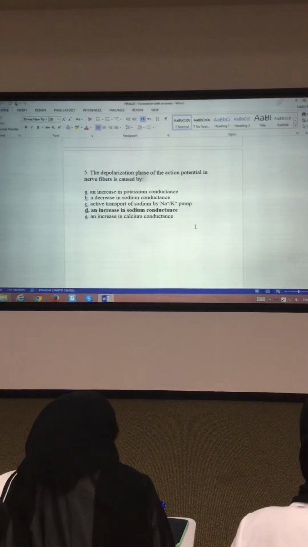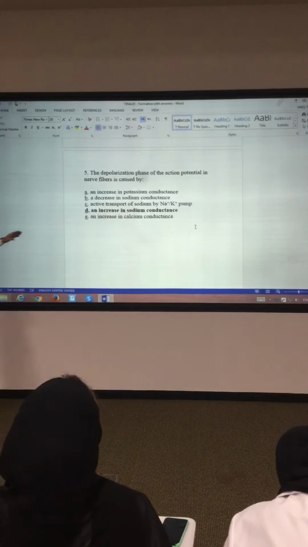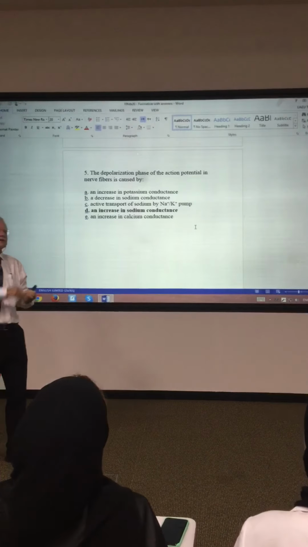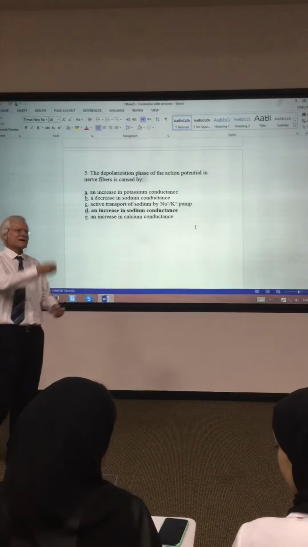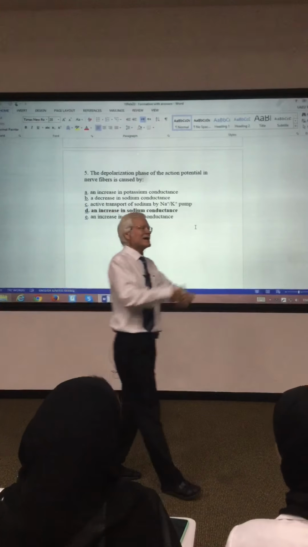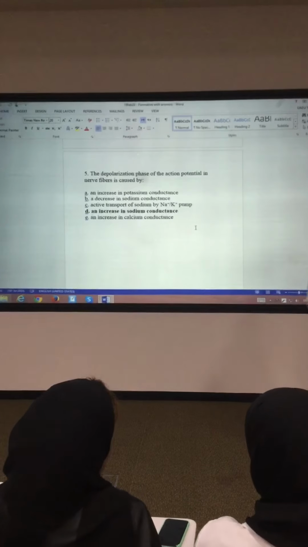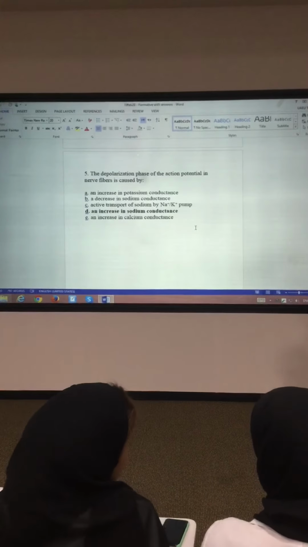Depolarized phase of the action potential in nerve fibers is sodium, isn't it? Conductance just simply means how much of something is moving across a membrane. So a high conductance would mean more, and a low conductance would mean less sodium moving in this case.